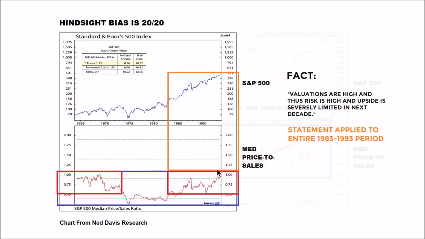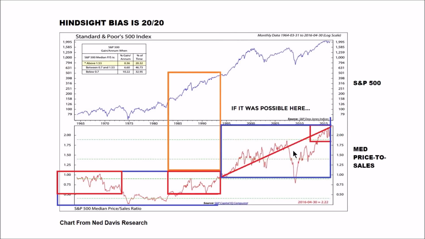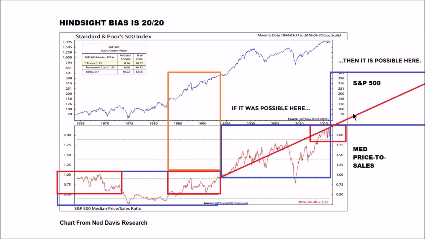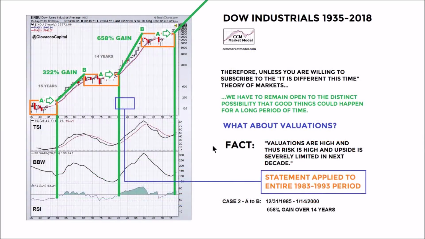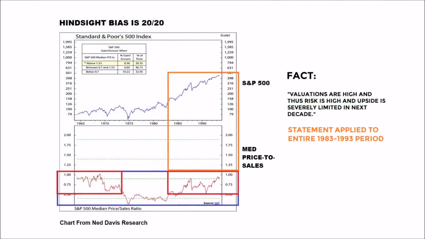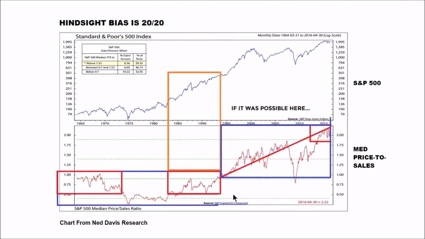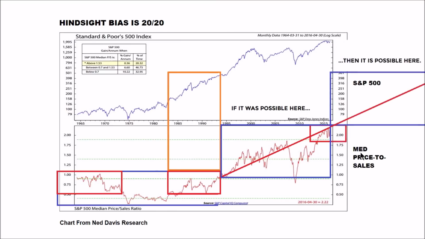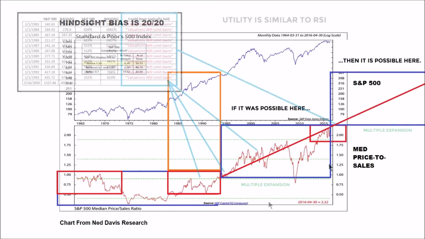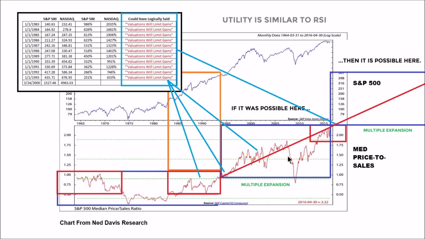Valuations looked high and we had major multiple expansion. Nothing says that we can't once again see a very similar pattern with multiple expansion. To buy into the concept that good things could happen for a long period of time, we do not have to buy into the concept that anything is different from a technical perspective, or from a multiple expansion perspective. This is price to sales here.